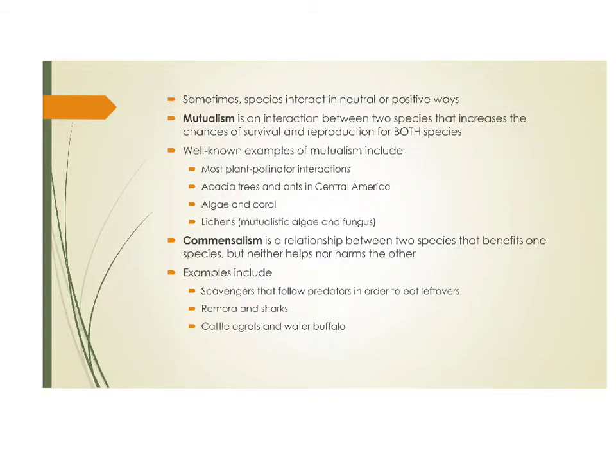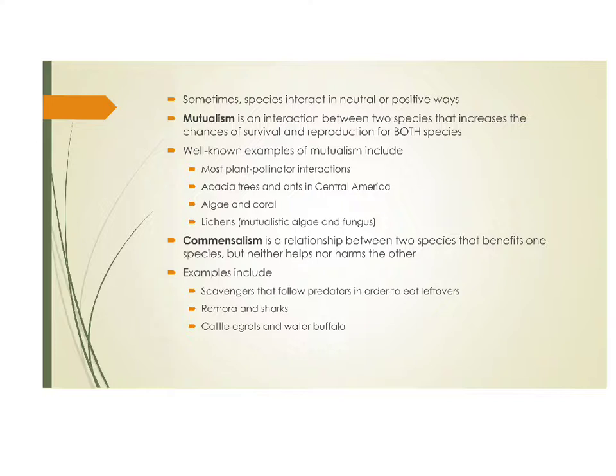Sometimes, though, species interact in neutral or positive ways. So positive ways would be mutualism. Mutualism is an interaction between two species that increases the chances of survival and reproduction for both species. So both species are getting a benefit. Well-known examples of mutualism include most plant pollinator interactions, acacia trees and ants in Central America.